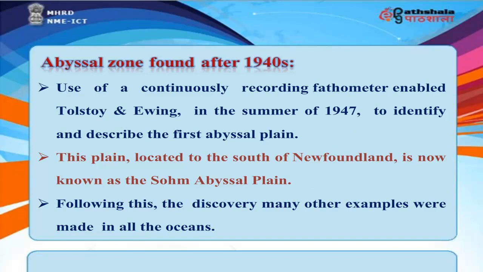Use of a continuously recording fathometer enabled Tolstoy and Ewing in the summer of 1947 to identify and describe the first abyssal plain. This plain, located to the south of Newfoundland, is now known as the Sohm Abyssal Plain. Following this, many other examples were discovered in all the oceans.